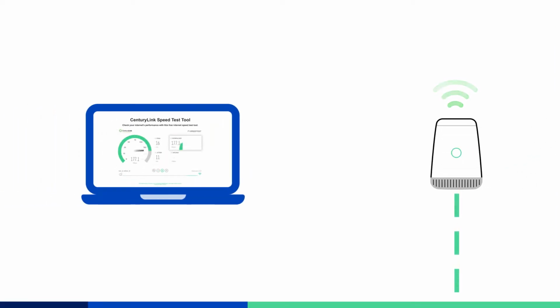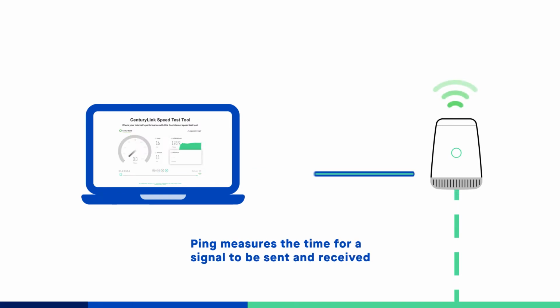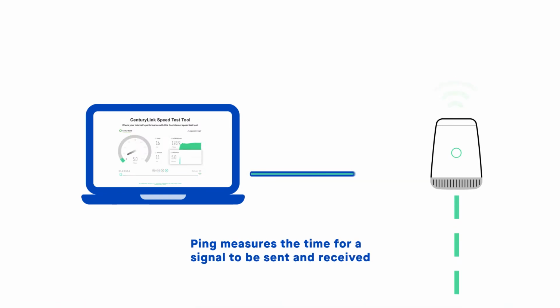The speed test measures how fast data moves between your device and the network at a specific moment in time. During the test, data is transferred from your device to the nearest server and back. The amount of time it takes is called ping. The lower the ping, the faster the response from the connection.